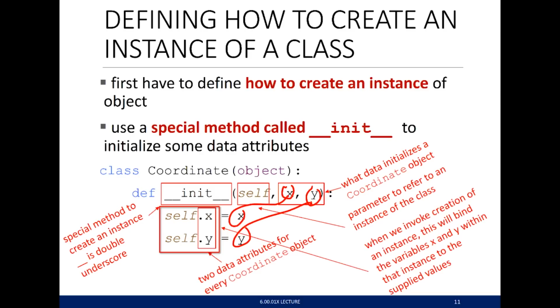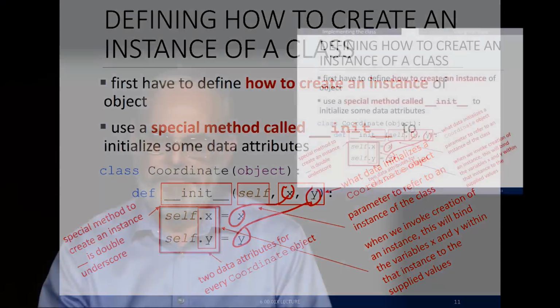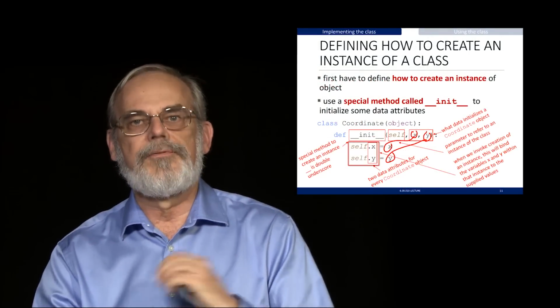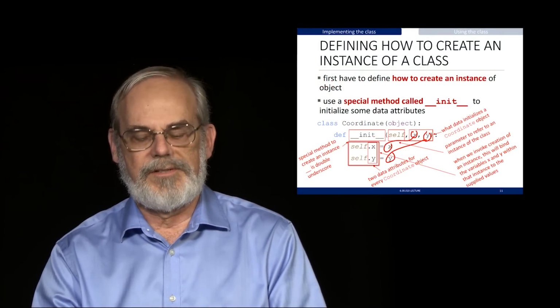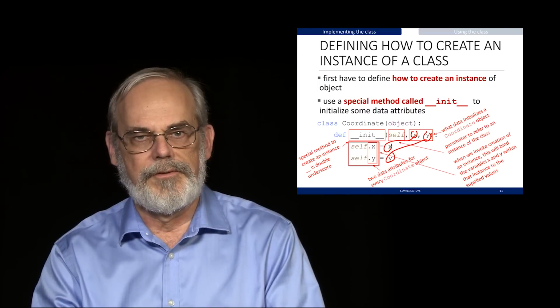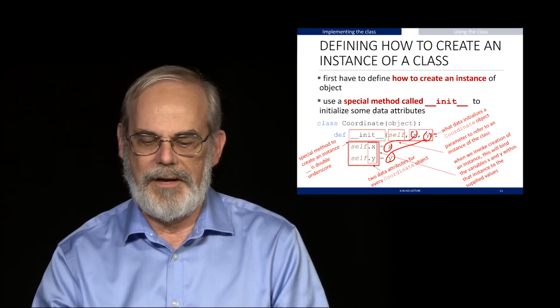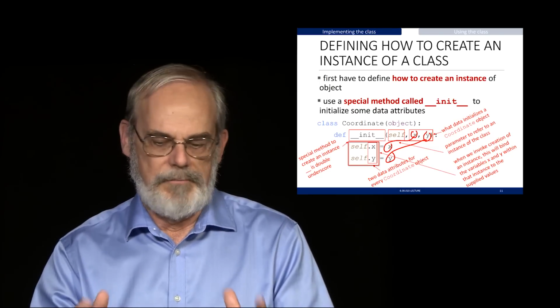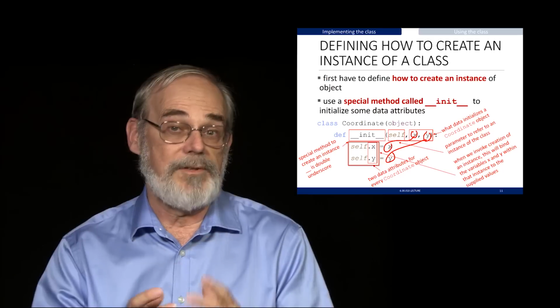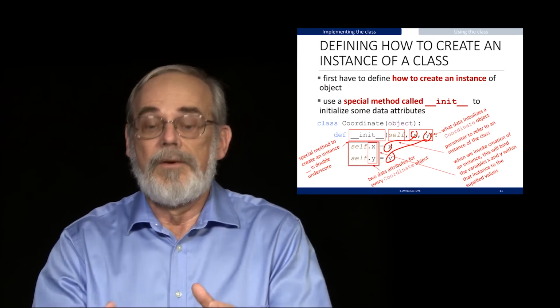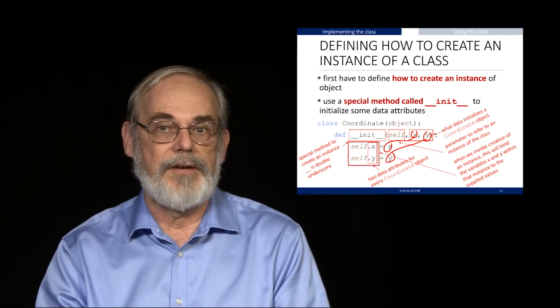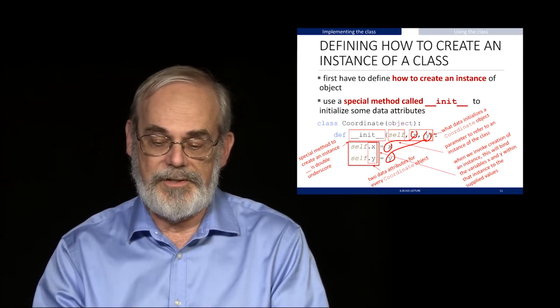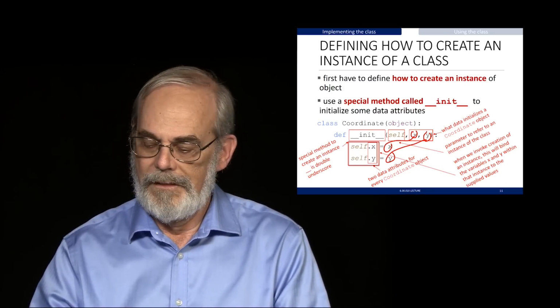And what you can do is think of this as when we actually invoke the creation of an instance, which we're going to do in a second, this will bind the variables x and y within that instance to the supplied values. I'm going to come back in a second to why it says self.x and self.y. But think of this as saying within that instance to which self refers, I'm binding x and y to the values passed in. This is typically the first method that we have inside of a class definition because we have to say how am I going to create instances of this class. This is also inherently defining the data attributes associated with this particular class, an x and a y value.